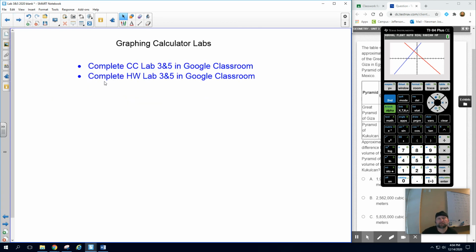So you want to make sure that you complete Concept Check Lab 3 and 5 in Google Classroom, and then make sure to do homework lab 3 and 5 in Google Classroom as well. The homework is only 6 problems, 2 graphing, and then 4 intersections.